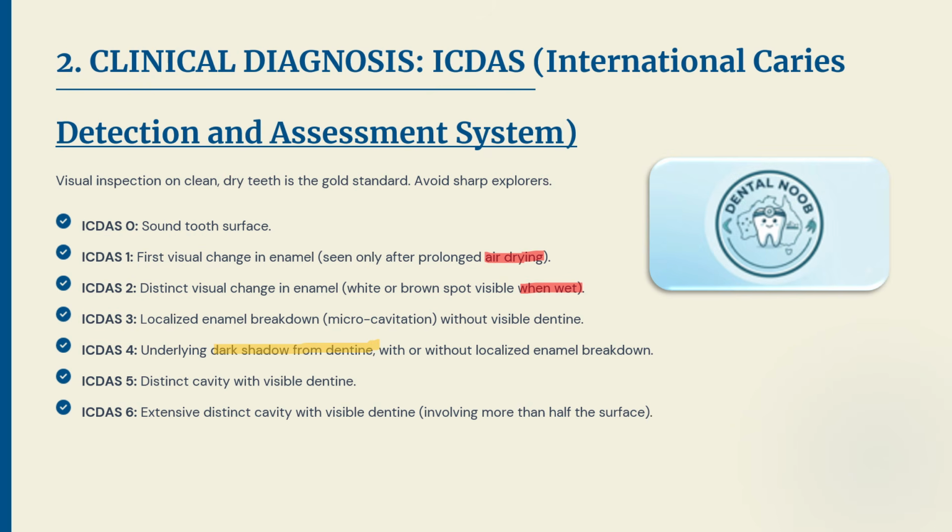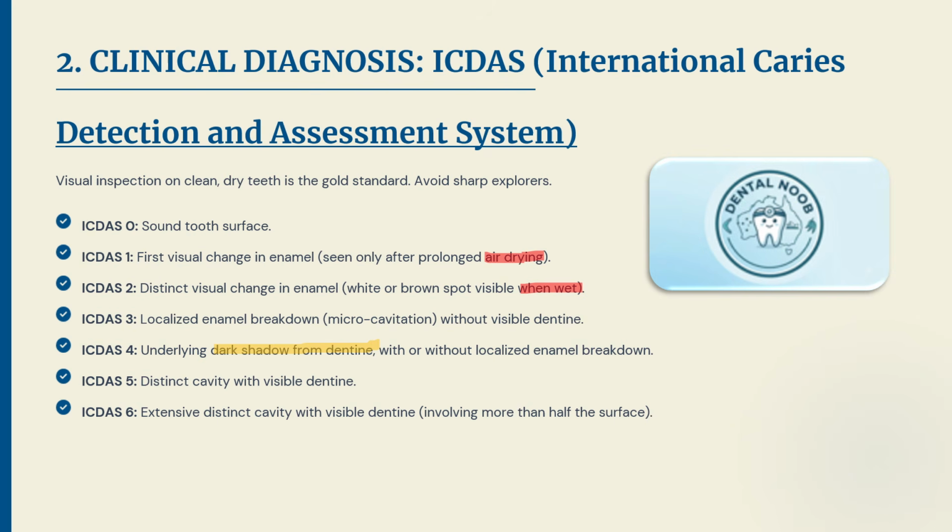Now, ICDAS 1 is the first visual change in enamel, observed after drying that area. So that's why I highlighted this. There's a key difference here. The first one, ICDAS 1, is the change in enamel you see when the tooth is in the dry state. And the next one is ICDAS 2, where there is visual change in enamel, where you can see some white or brown spots, and they're visible when the tooth is wet.